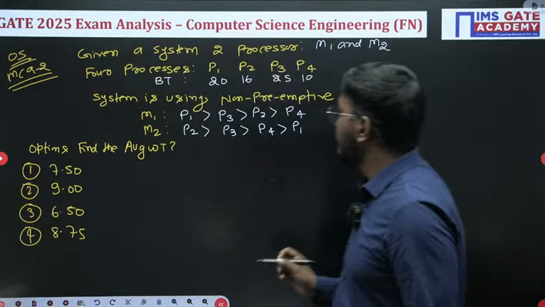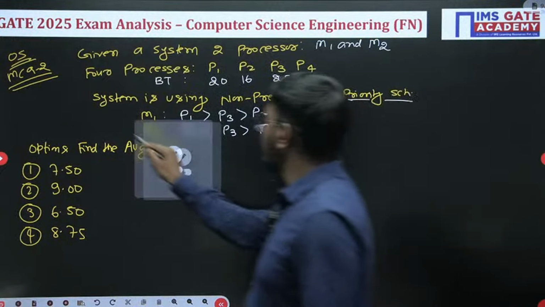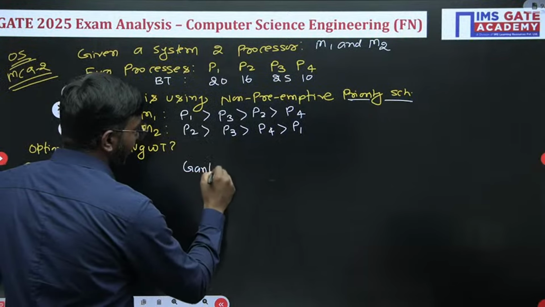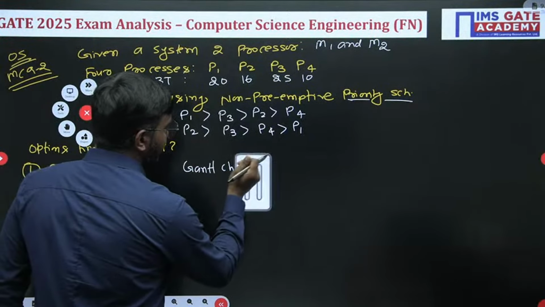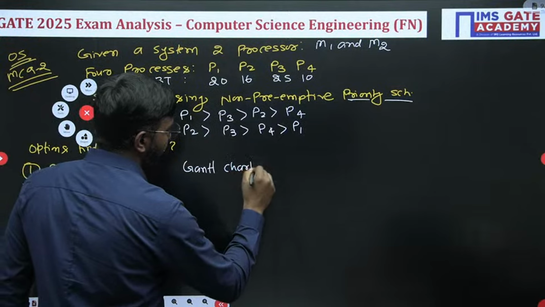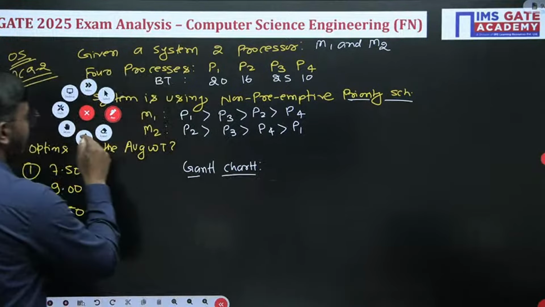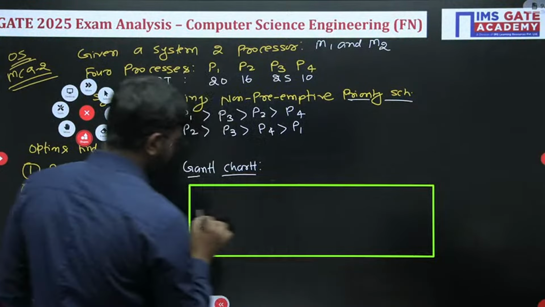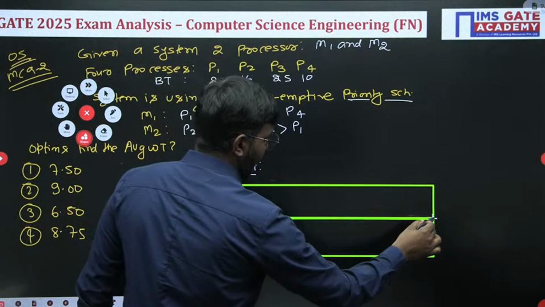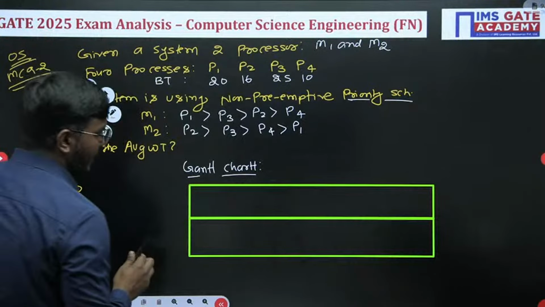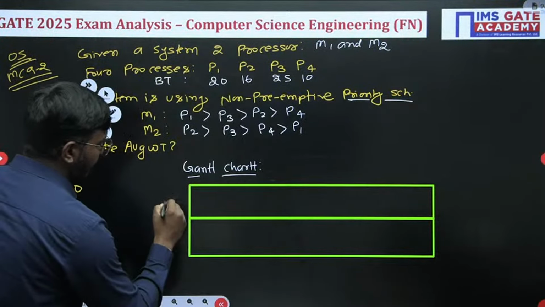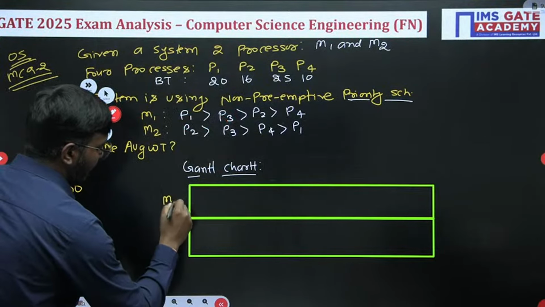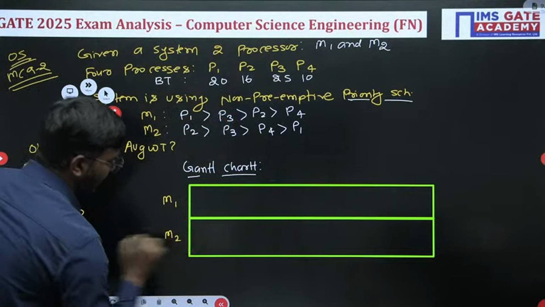Now see here. We are given a 2 processor system. So let's draw the Gantt chart for the 2 processors. Here this is our processor M1, and this is our processor M2.